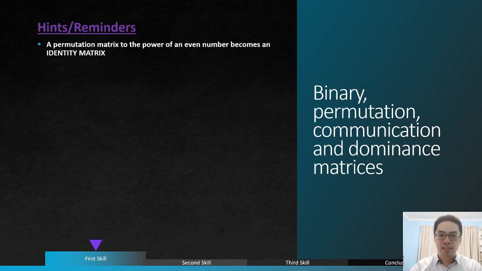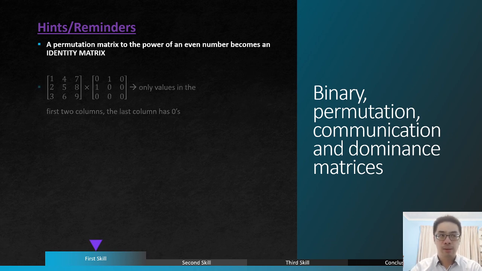So just some hints and reminders and some special tips. A permutation matrix to the power of an even number becomes an identity matrix. If you've got something like this, and as you can see, there's only ones in the first 2 columns, then if you ever multiply this out, you only get numbers in the first 2 columns. The last one will be 0.